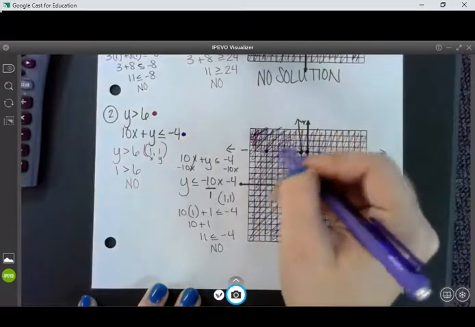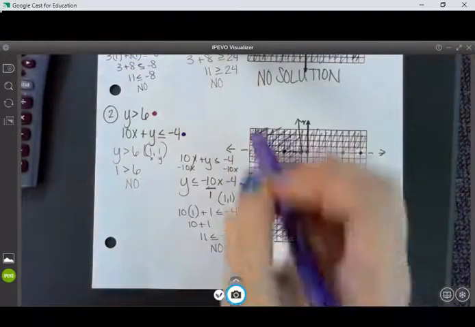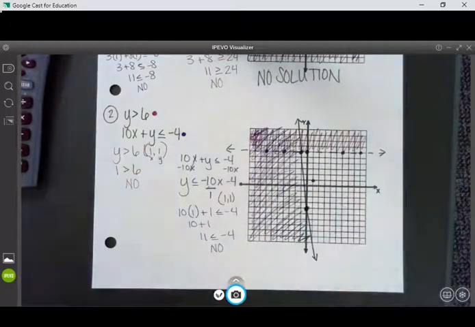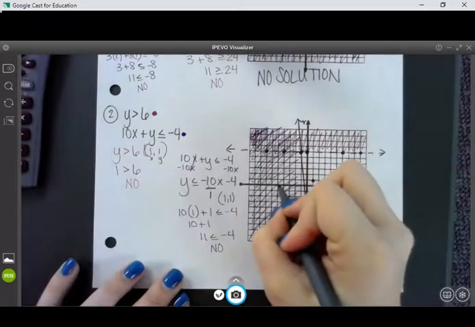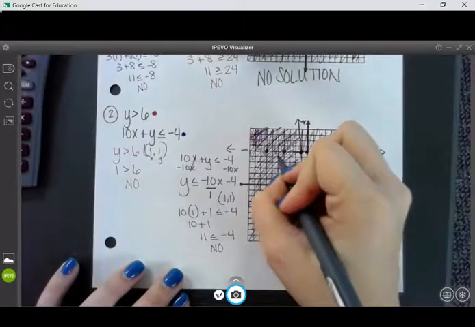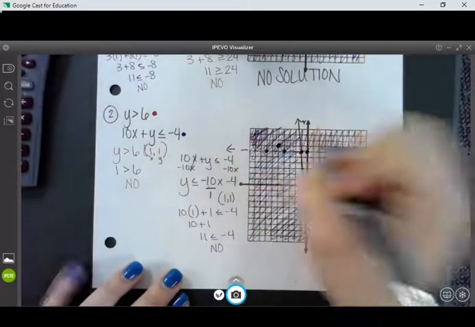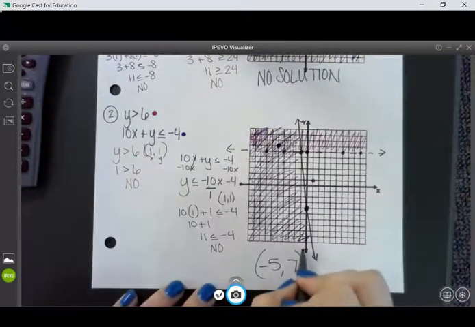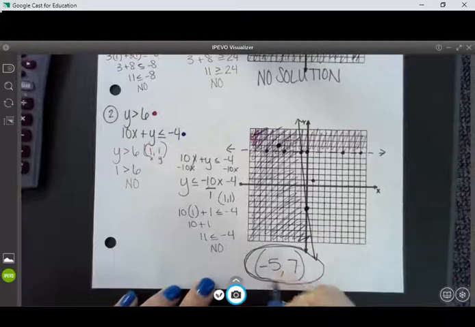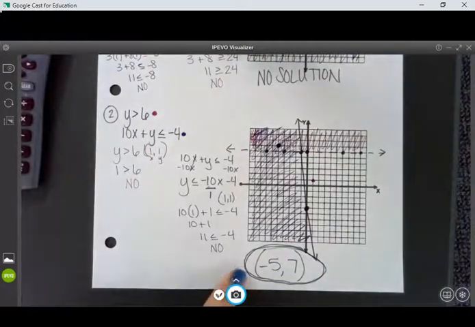And there is a slight double shaded region right up here. So for my final answer, I'm going to pick one of those points. 1, 2, 3, 4, 5. 1, 2, 3, 4, 5, 6, 7. So I'm going to pick the point -5, 7. Guys, some of you put the point in the correct spot, but then you're writing down the wrong ordered pair. So make sure you're writing down that ordered pair correctly.